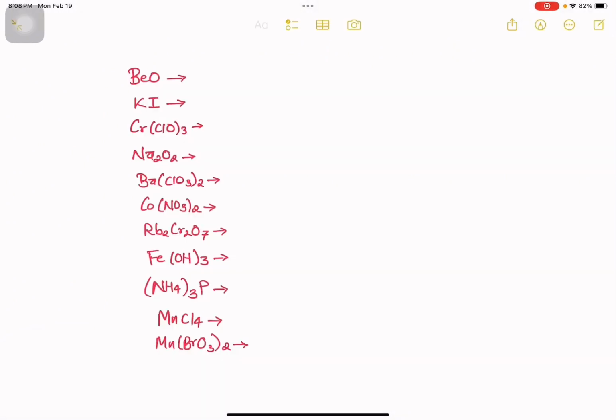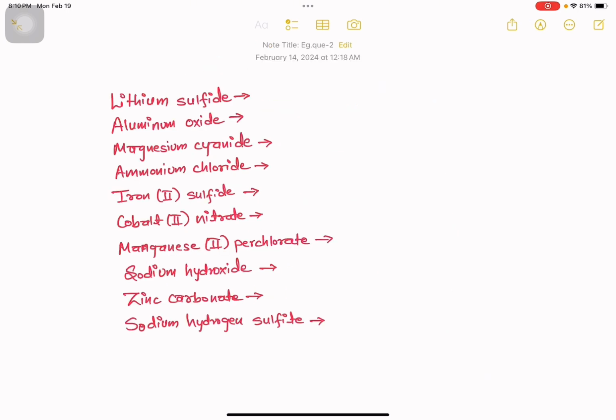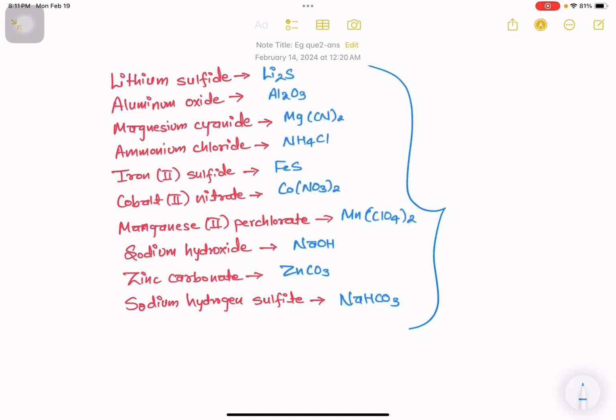Now you can try out these examples. You can pause the video and try it on your own. Here's the answer. Okay, you can check your answer. Now try to find the formula for this compound. Again, you can pause the video while working. Here's the answer. Alright, good luck.